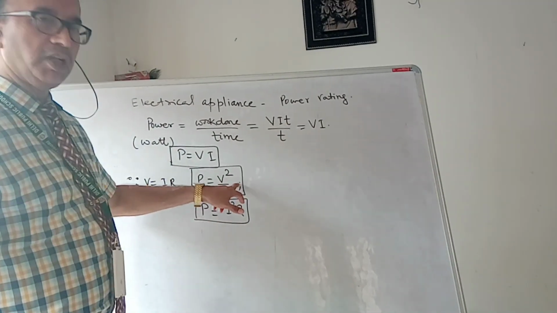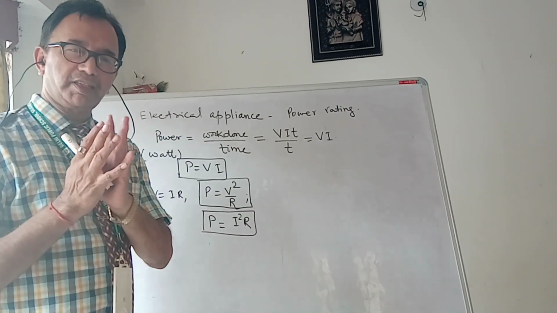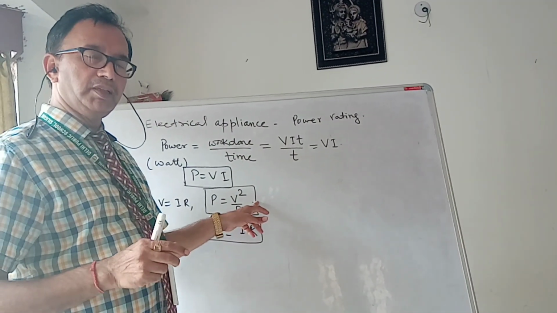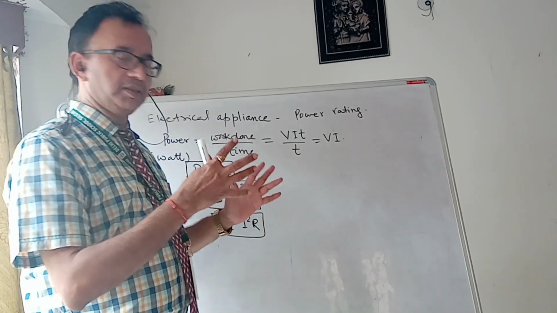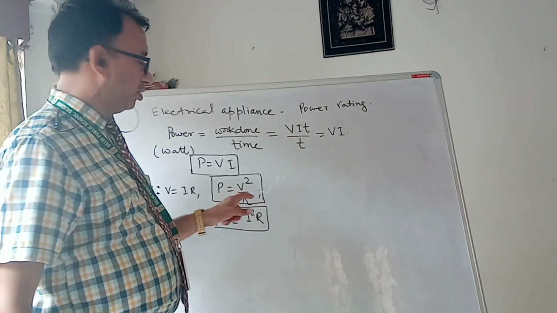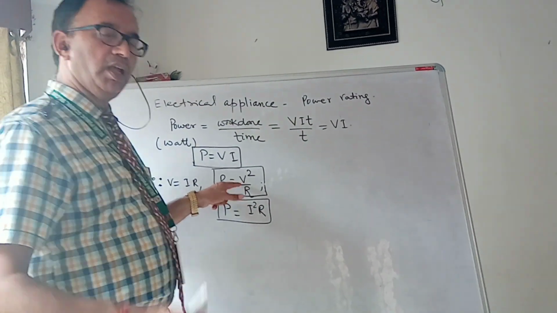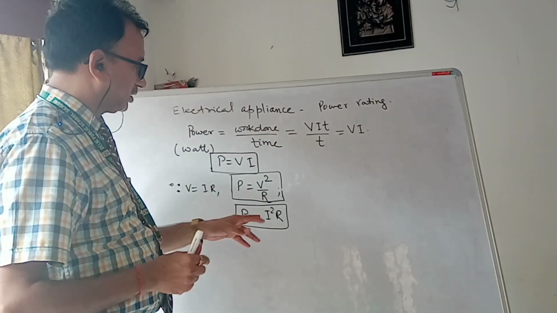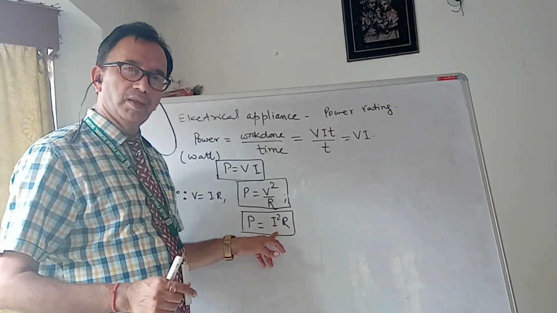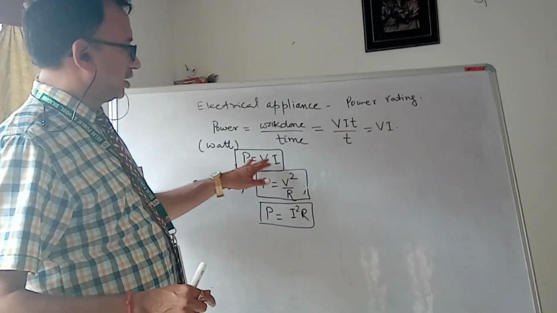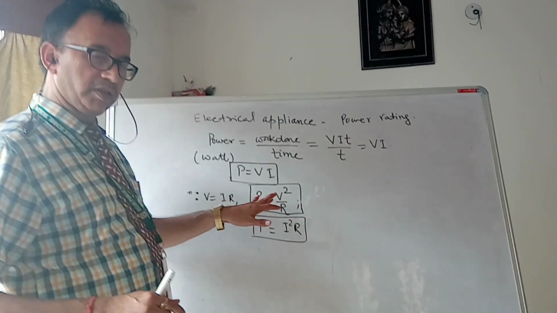The V square by R formula is used when the electrical appliances are connected in parallel. When we solve numericals where the appliances are connected in parallel, we will use this, because the potential difference is constant. But if the appliances are connected in series, then we will use the I square R formula. And we can also calculate the resistance from here.